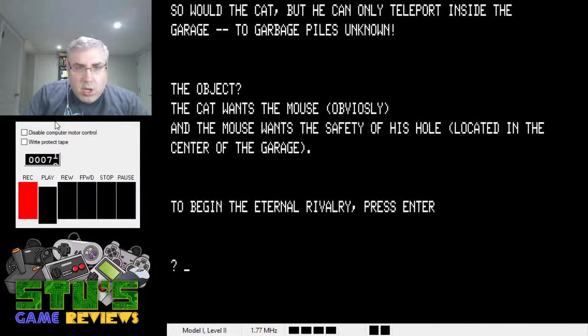Would you like to teleport out of here? No. So with the cat, I said no, but he can only teleport inside the garage to garbage piles unknown. The object, the cat wants the mouse, obviously. And the mouse wants the safety of his hole located in the center of the garage. To begin the internal rivalry, press enter.